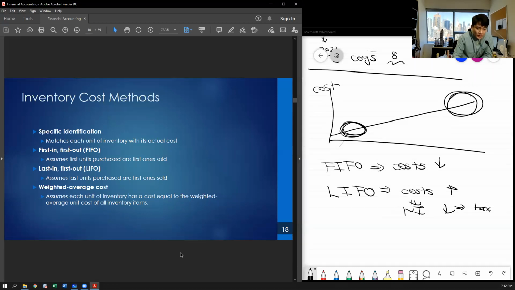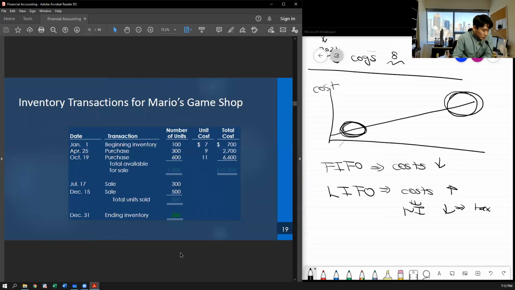Okay, so why don't we get into the example here. Assuming that at the beginning of the year, the company had an inventory of 100 units at a cost of $7. What that means is that you have $700 of beginning inventory. On April 25th, the company purchased an additional 300 units of that same inventory at a cost of $9 each. So the company is increasing inventory by $2,700.